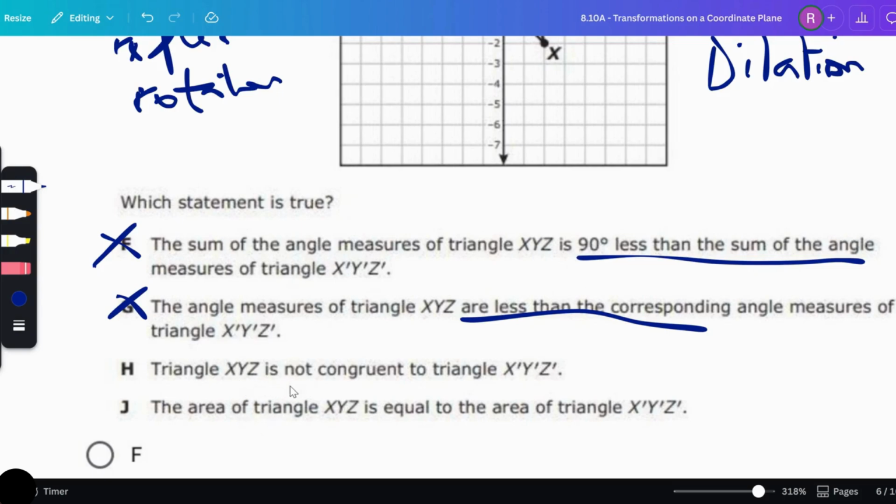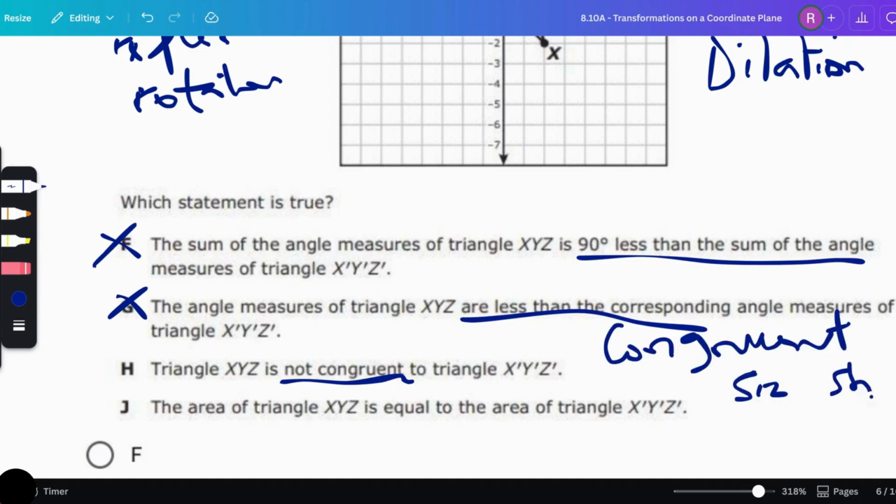Triangle XYZ is not congruent. Not congruent. When you hear congruent, congruent means both the size and the shape are the same. That is what congruent means. So when you hear that two triangles are congruent, it means they have the same size and the same shape. So when this one says they are not congruent, that means they do not have the same size and they do not have the same shape, which is wrong.